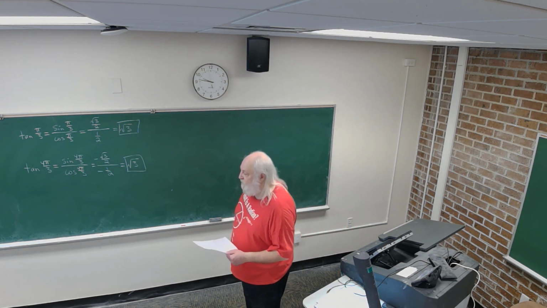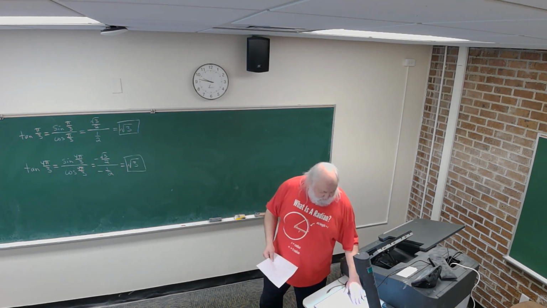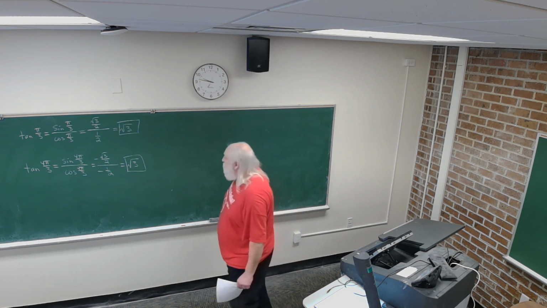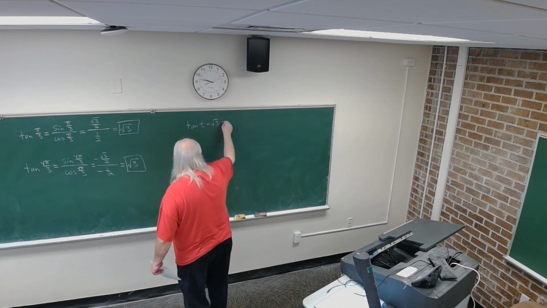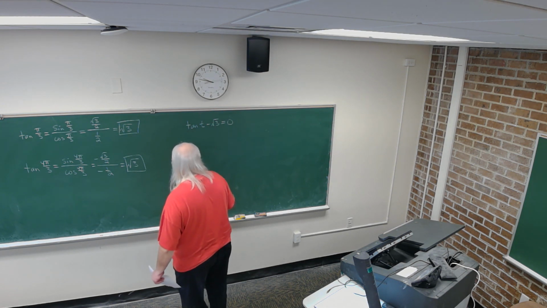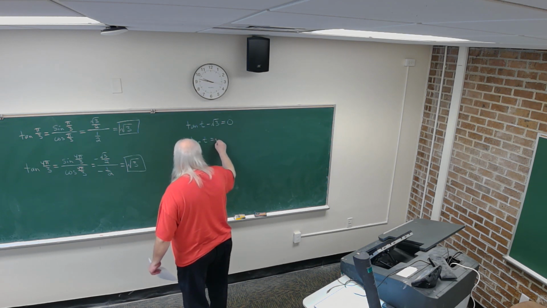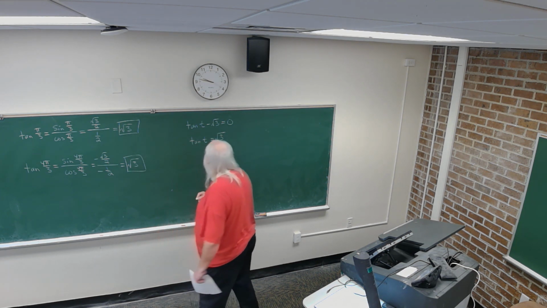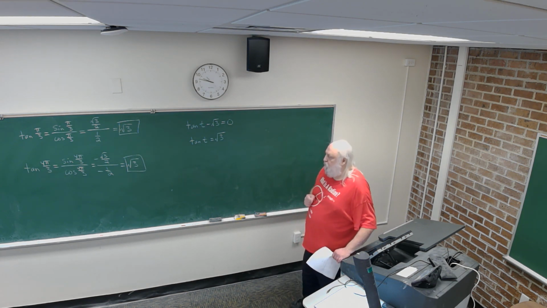So in the exercise at the bottom, it says find all values of t that satisfy the given equation. So we have the tangent of t minus the square root of 3 is equal to 0. So if I add square root of 3 to both sides, I have tangent of the angle t is equal to square root of 3.